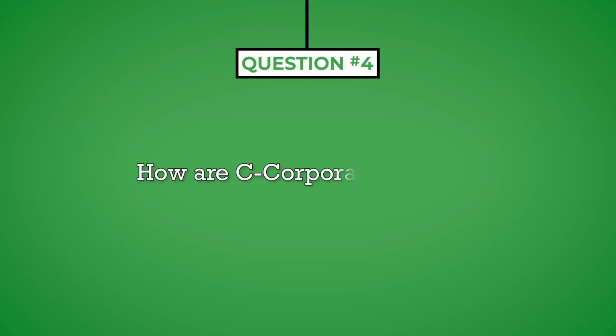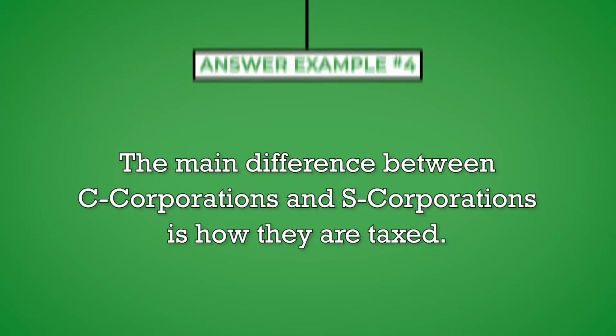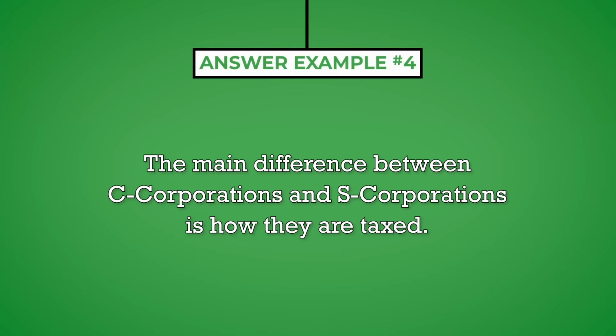Question number 4. How are C corporations taxed differently than S corporations? A question like this may be asked to test your knowledge on the differences between the two most common business structures. One of the biggest differences between C corporations and S corporations is taxation. The main difference between C corporations and S corporations is how they are taxed.